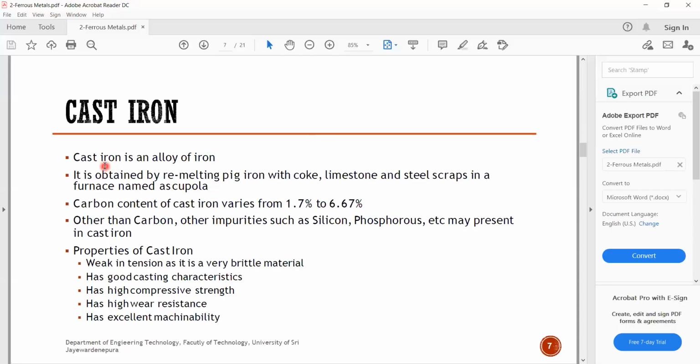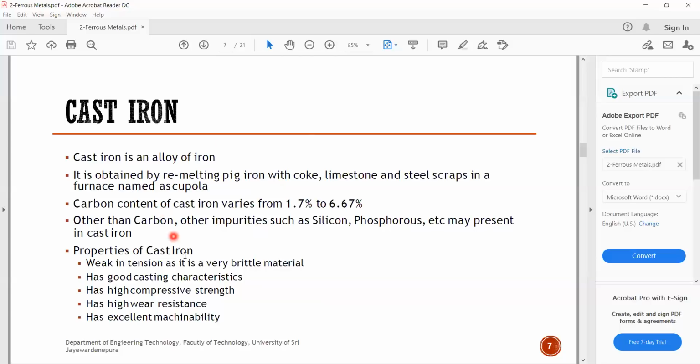Then how can you extract this cast iron from the iron ore, same as pig iron? You have to use a furnace called a cupola. Inside the furnace you have to add coke, limestone and steel scraps. Then you do the remelting process of pig iron, or the chemical processes. Then you can extract the iron.